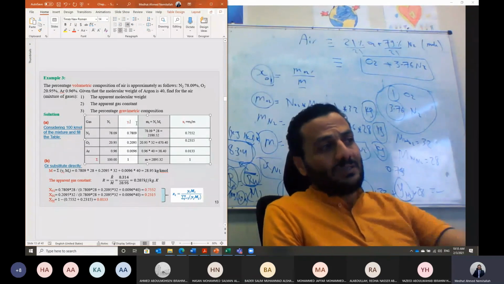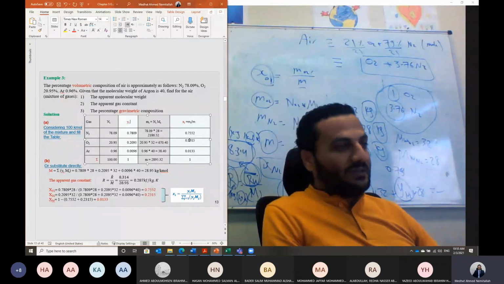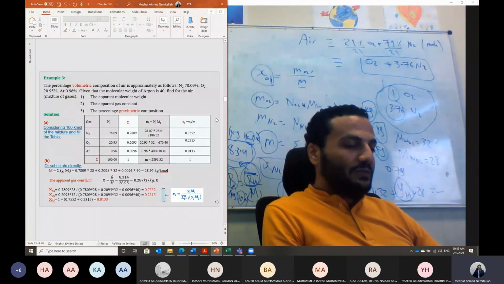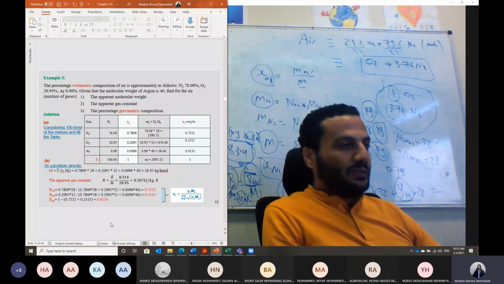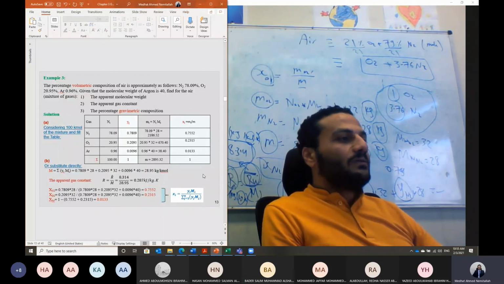Otherwise you can just list this table and stay with it, but this may take some time. If you don't need the table, don't do it. You can just apply the equation directly. This equation can convert directly from the mole fraction to the mass fraction.